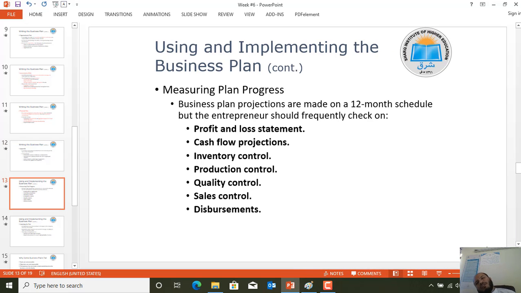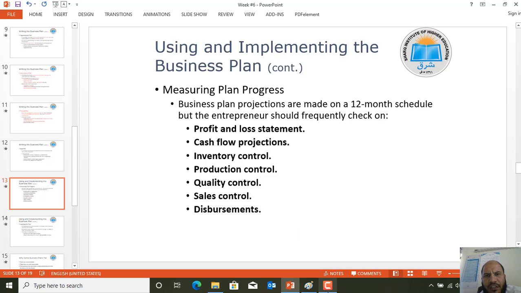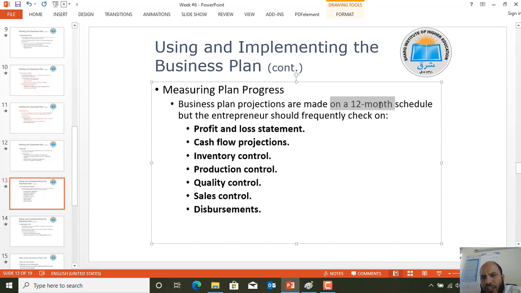Okay dear students, now we will explain how to use the business plan and how to implement the business plan. While entering the implementation stage or the usage stage, we should measure the progress of the business plan on the basis of 12 months mostly, which is a schedule.